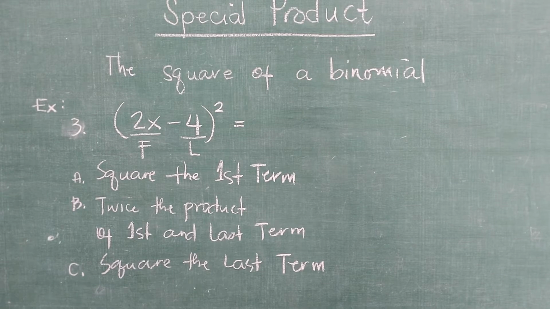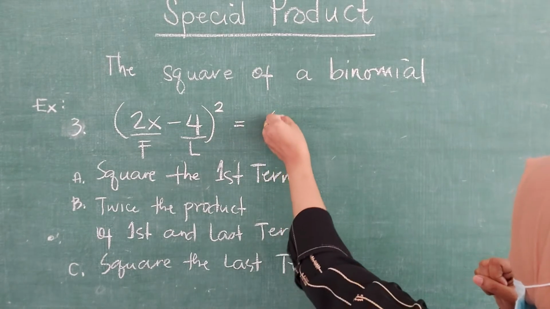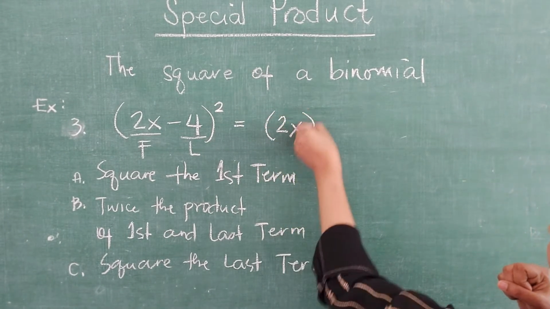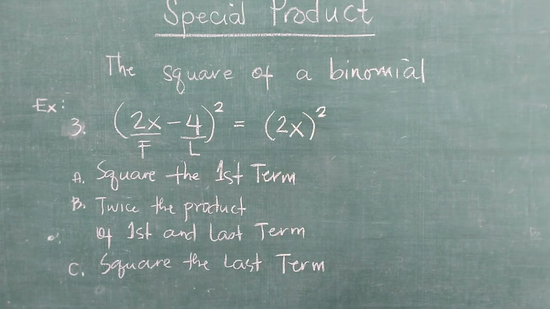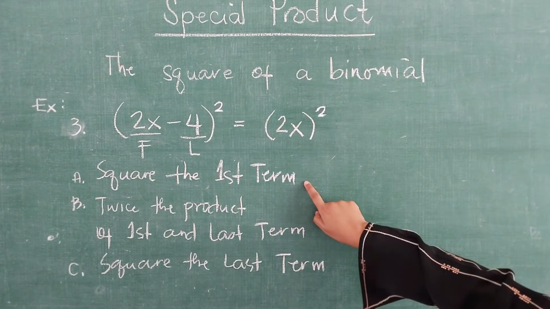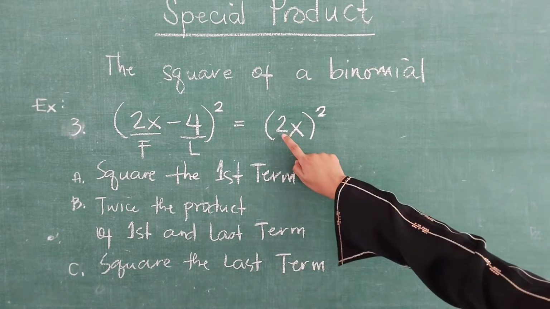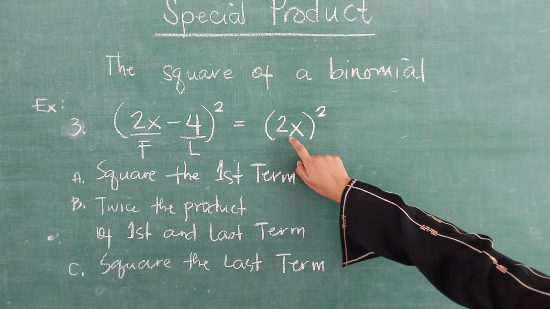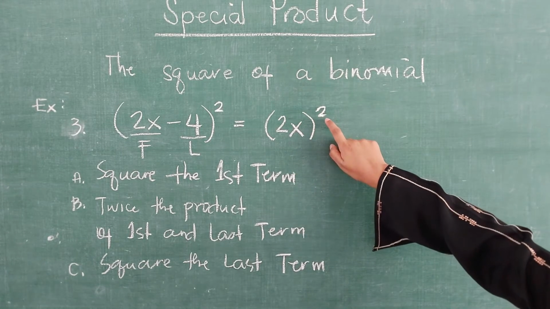So step 1, first step, square the first term. Square the first term, 2x, quantity squared. Letter B, twice the product of first and last term. Twice the product of the first and the last term. Again, sa first step, square the first term. Square the first term meaning, kukunin natin yung first term, then square.